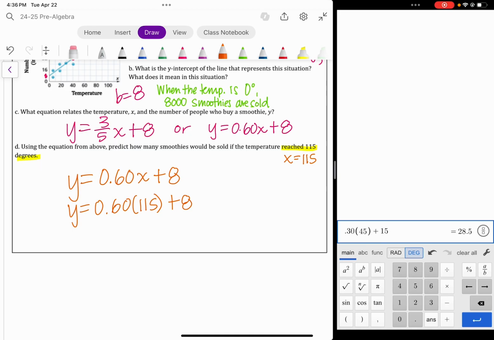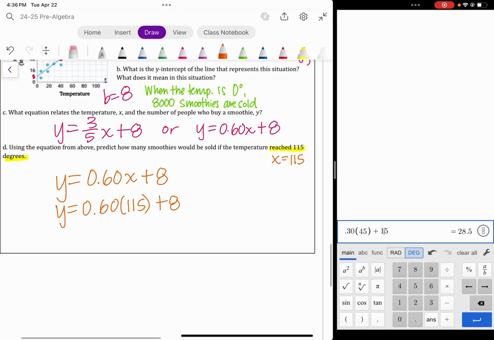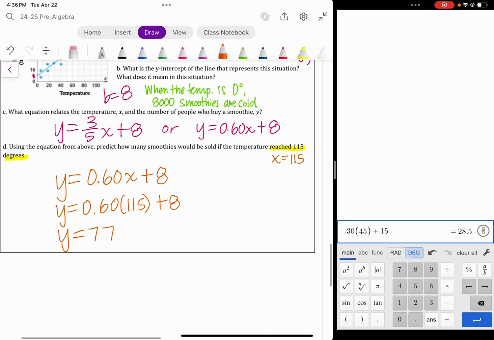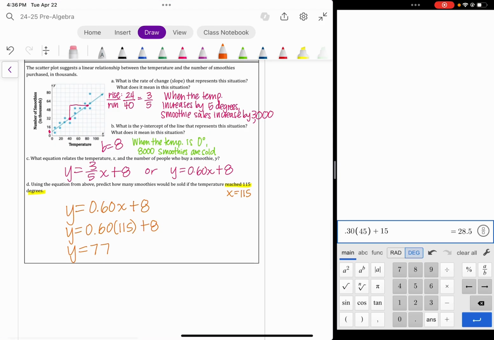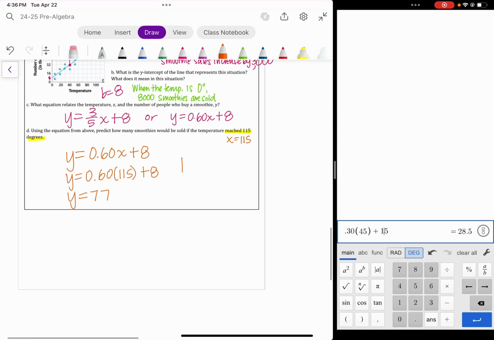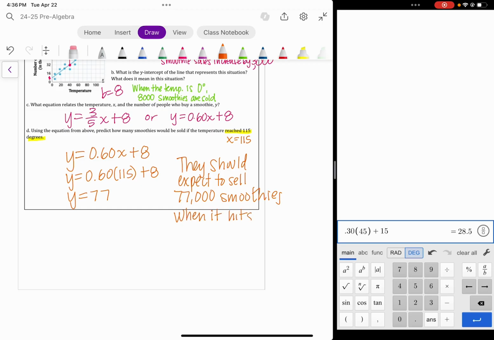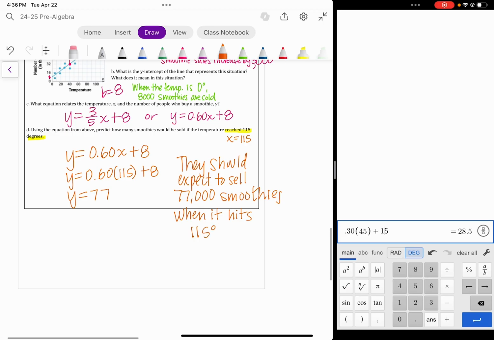So when it's 115 degrees, we get 77 here, but that's 77,000. So they should expect to sell 77,000 smoothies when it hits 115 degrees.